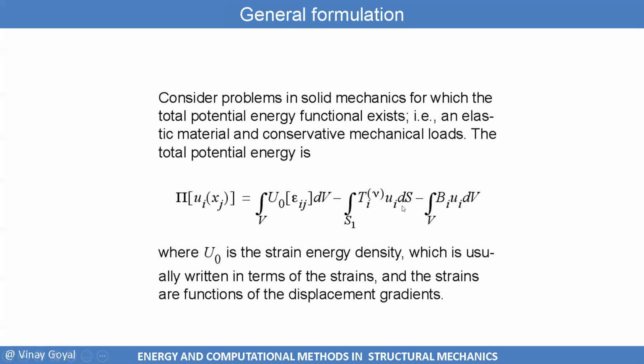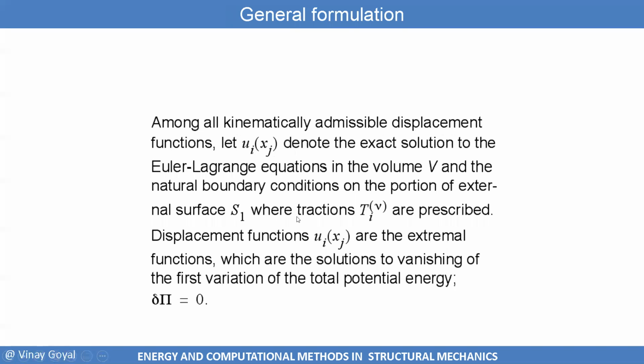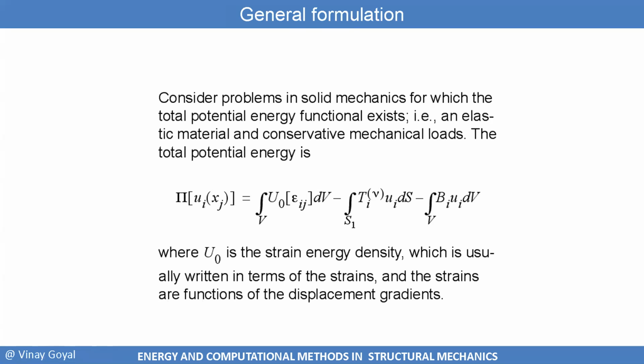Again, I showed you this equation earlier. Here U naught is a strain energy density. And if U naught exists, then you definitely have a conservative deformation process. We talked about that already. If I have this, now all I have to do is to make sure that these UIs are kinematically admissible, meaning they satisfy the essential boundary conditions exactly.